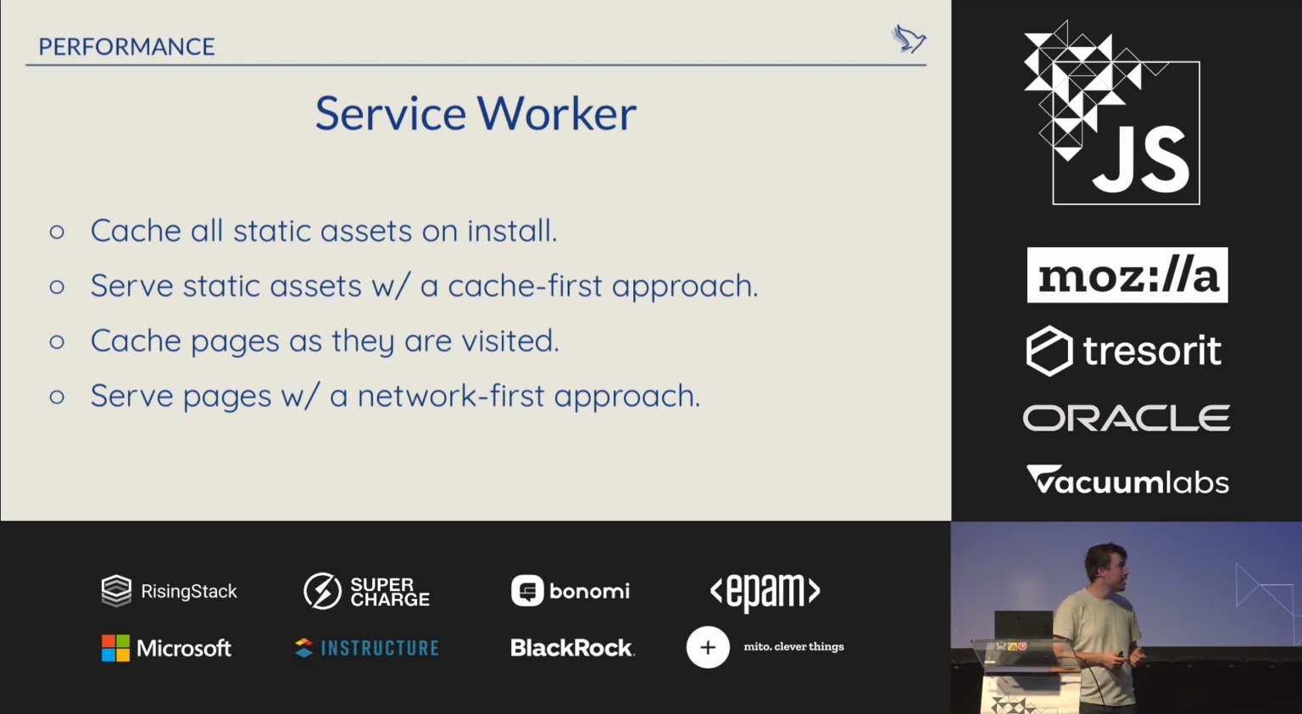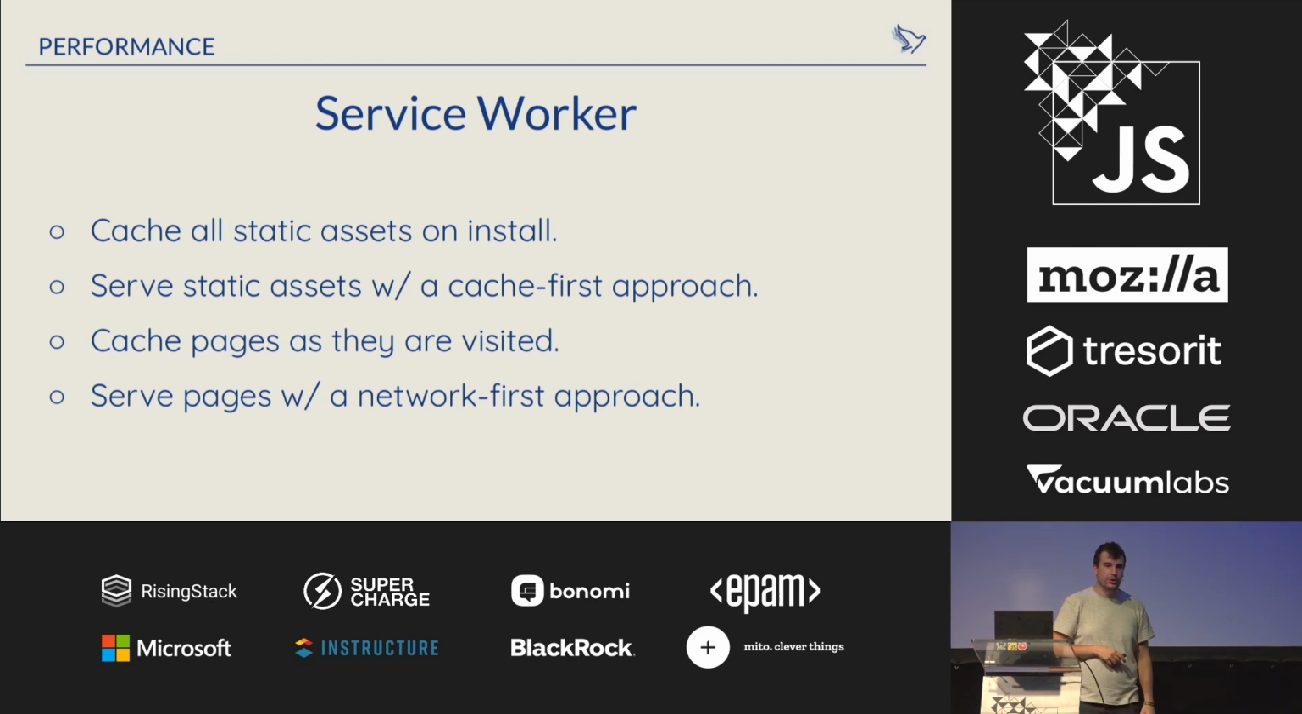Our basic strategy, we want to cache all the static assets on install and serve them with a cache-first approach. So this is where cache busting comes in really useful: if you have that file there, just serve it up. No need to go to the network. If you don't, then fall back to the network, grab it, cache it for next time.